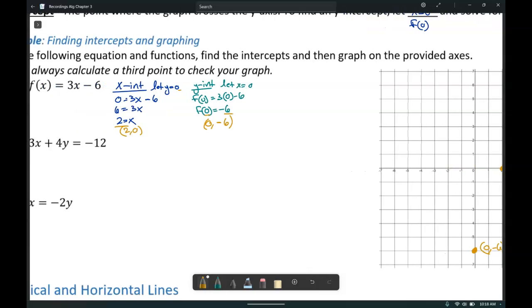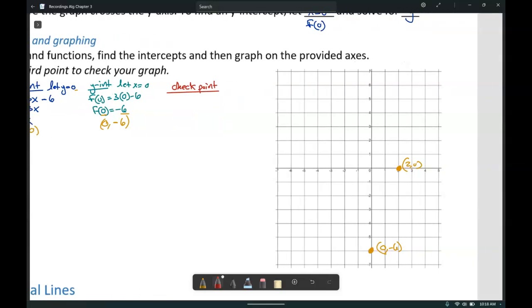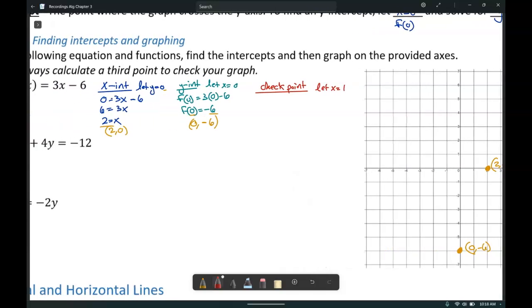Now let's use a third point to kind of check our solution. We'll call that a checkpoint. So we could say any value of x other than 2 or 0. So what about if x is 1? Let x equal 1. So we'll evaluate f of 1.